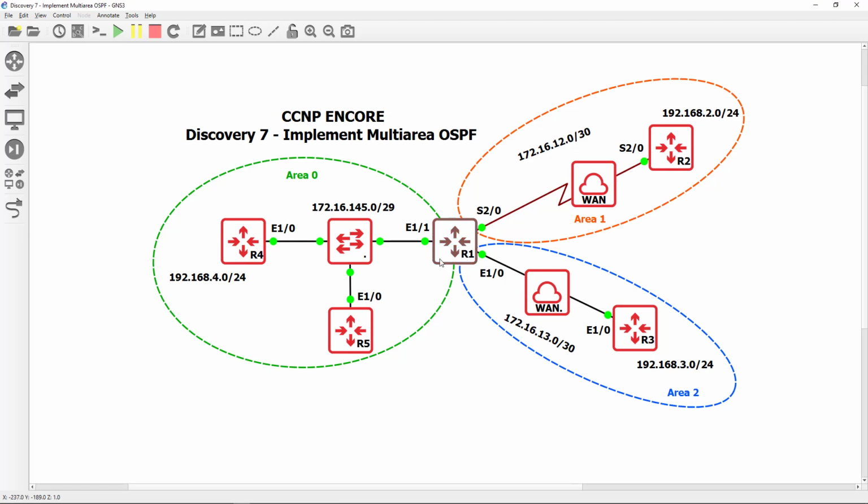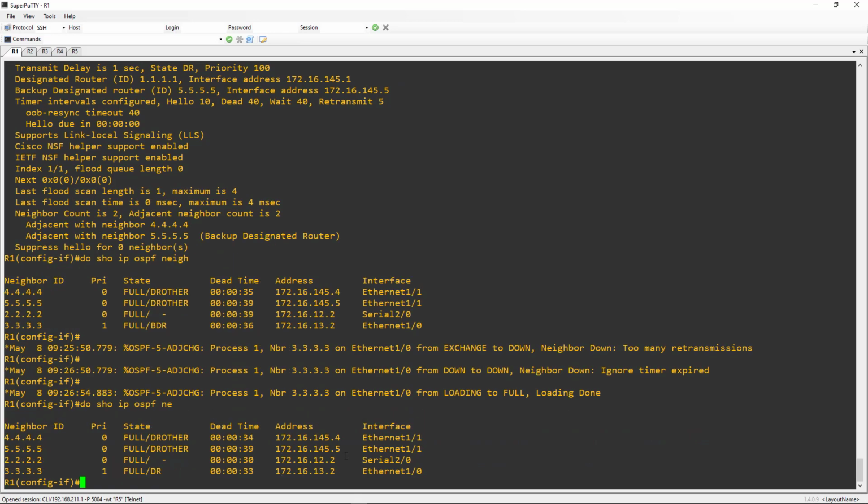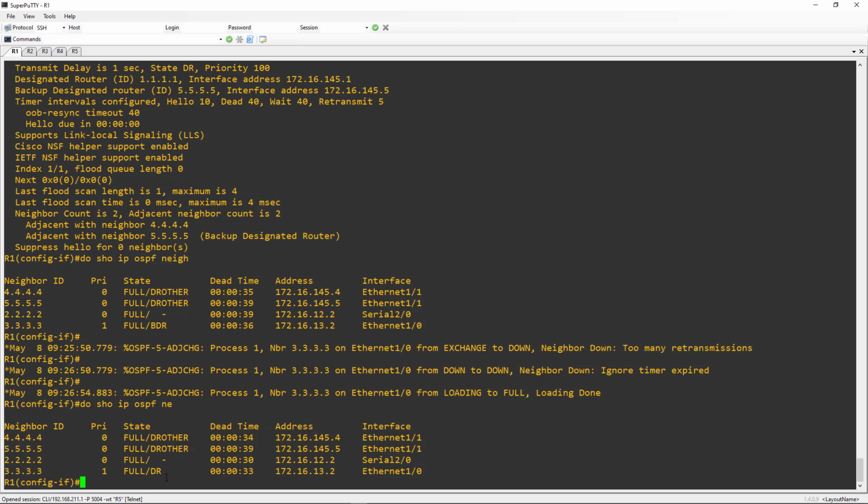Just like EIGRP, we use 2 timers to check the neighbor reachability, and those 2 timers are the hello interval and the dead interval. Now, the interesting thing about OSPF, and this is why it's really important to understand, is that the network type determines the hello timer. So for multi-access broadcast and point-to-point links, 10 seconds. Non-broadcast multi-access, point-to-multipoint, point-to-multipoint non-broadcast, 30 seconds.